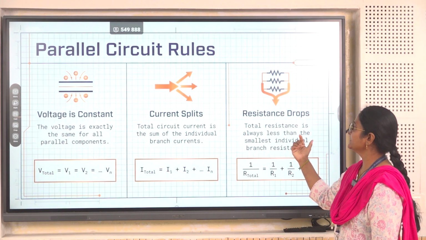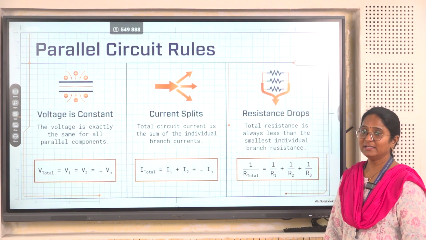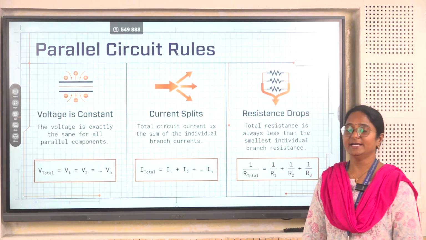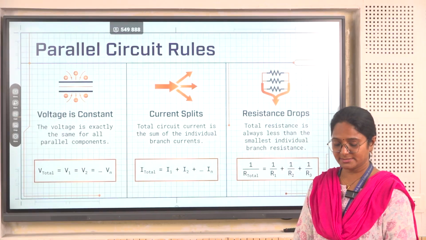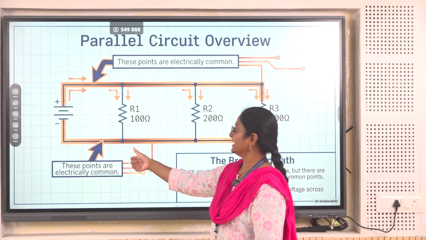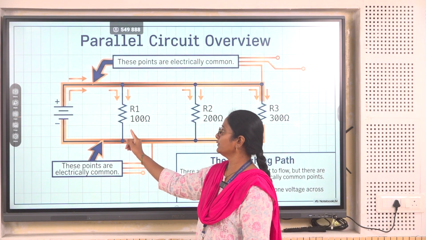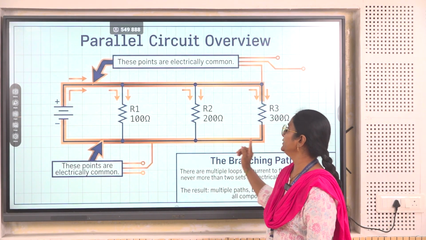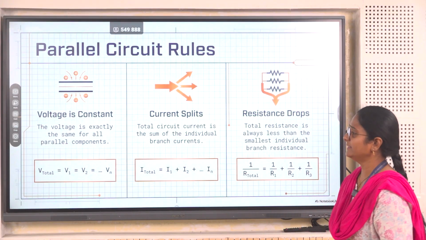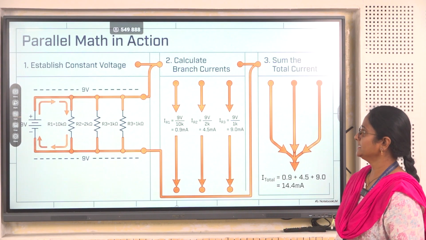Similarly, for resistances in parallel, the reciprocal of the sum gives the total resistance. If 3 resistors are connected in parallel, then RT is calculated as 1 upon RT equals 1 upon R1 plus 1 upon R2 plus 1 upon R3. That is the resistance behavior in parallel circuits.